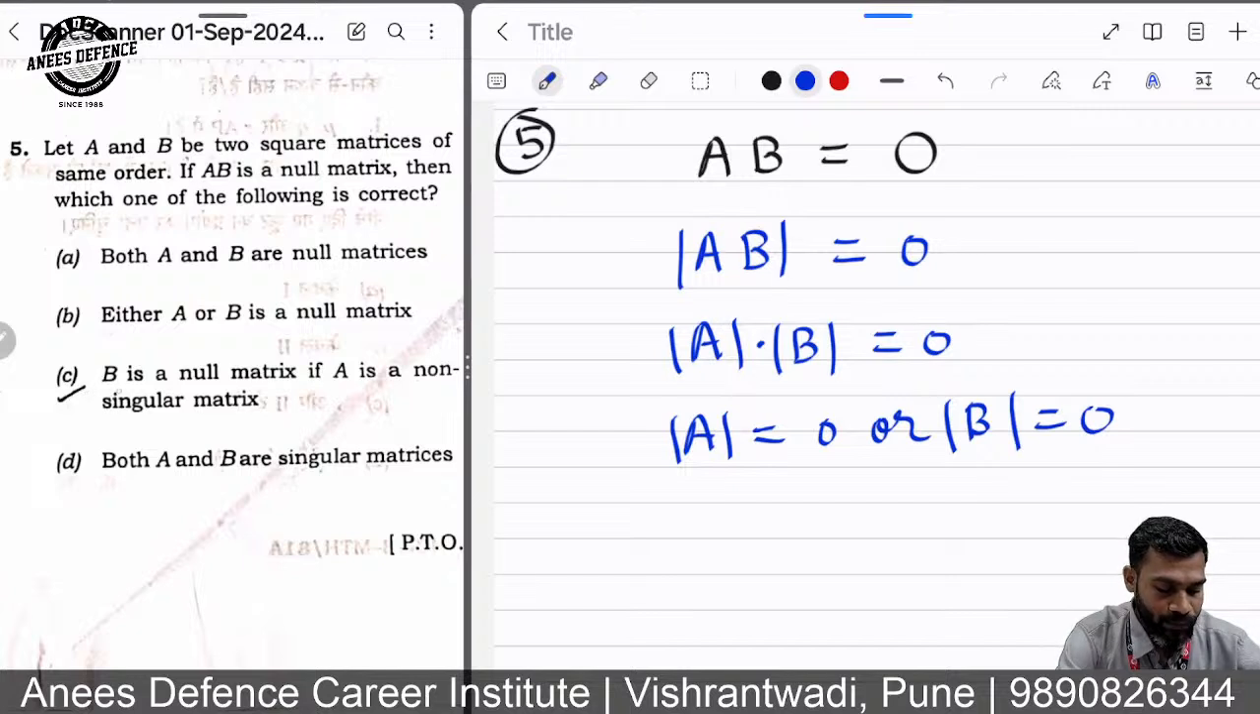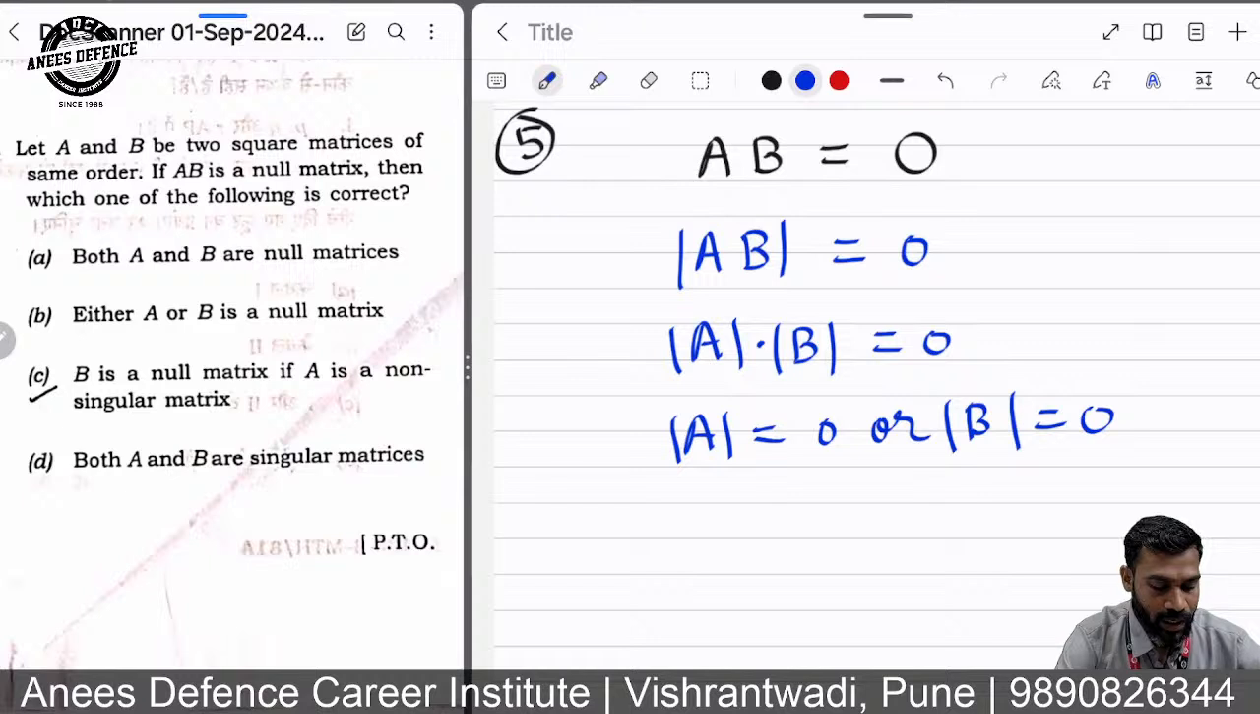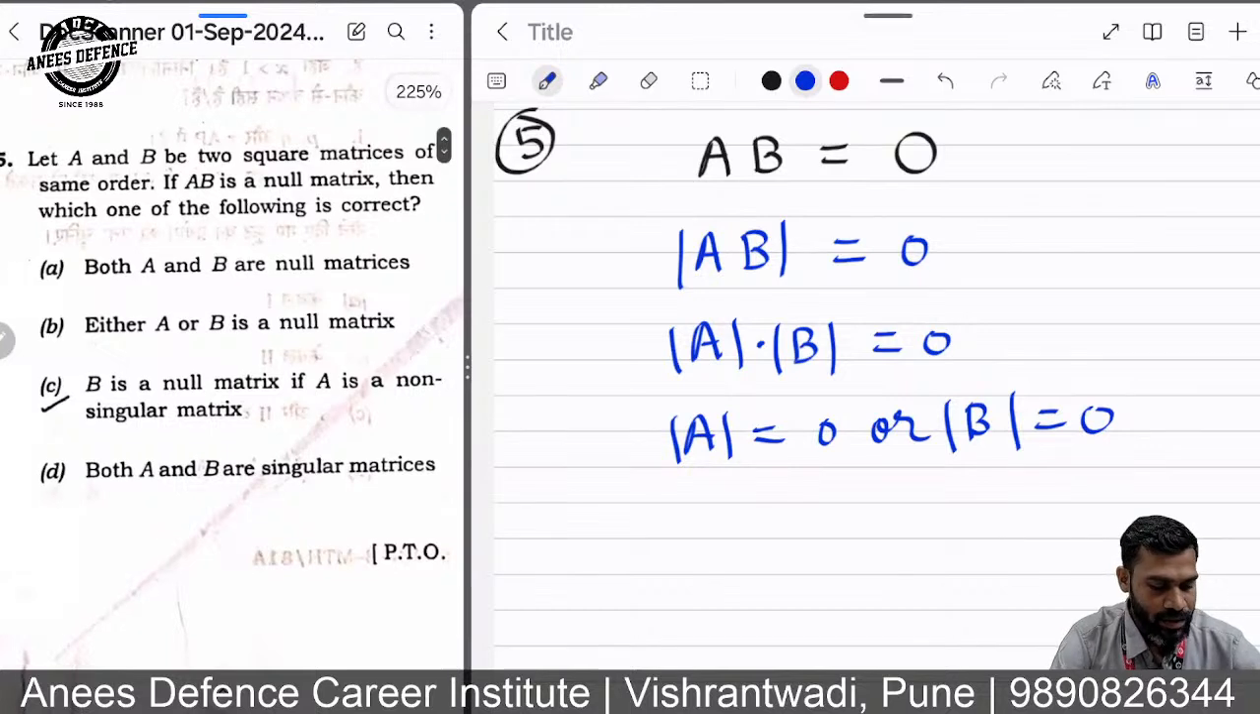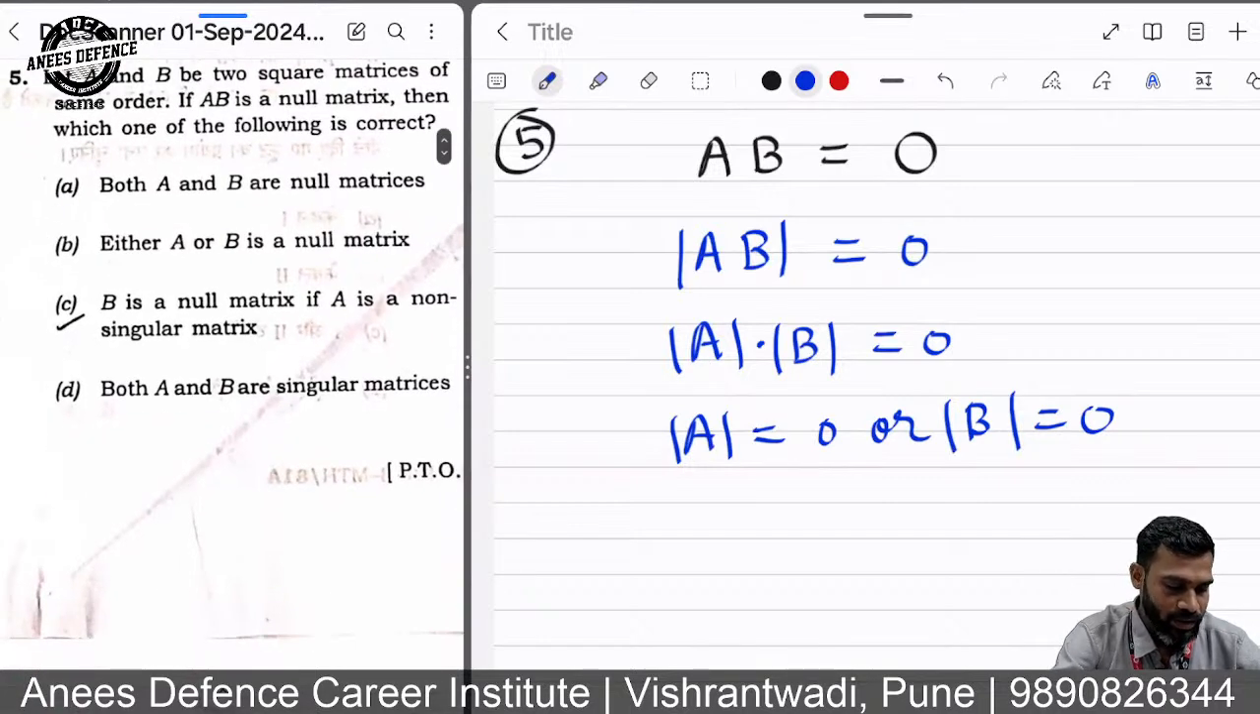Similarly, option C, B is a null matrix if A is non-singular. Again, this cannot be true for all cases. And D, both A and B are singular. Again, this is not true. So question number 5, I'm not sure which one is correct. I think there is no correct option given. Let us move to the next question.